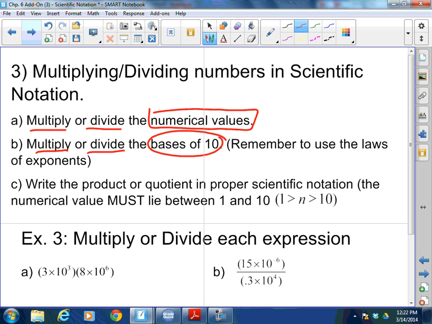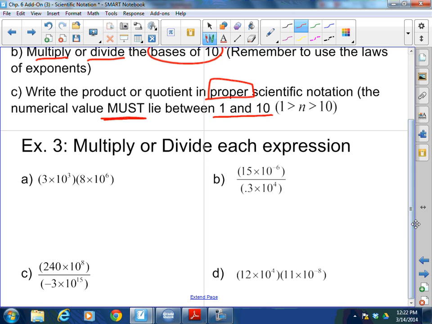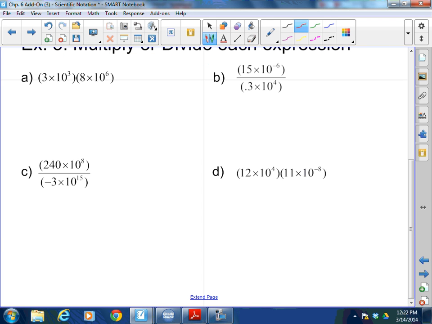And then finally, here's the part that kills a lot of people. Write the product or quotient in proper scientific notation. Proper scientific notation means that the numerical value must lie between 1 and 10. Thank you. Good job. Does that make sense so far, the rules? Let's put it to play, okay? Trust me. Don't stress.